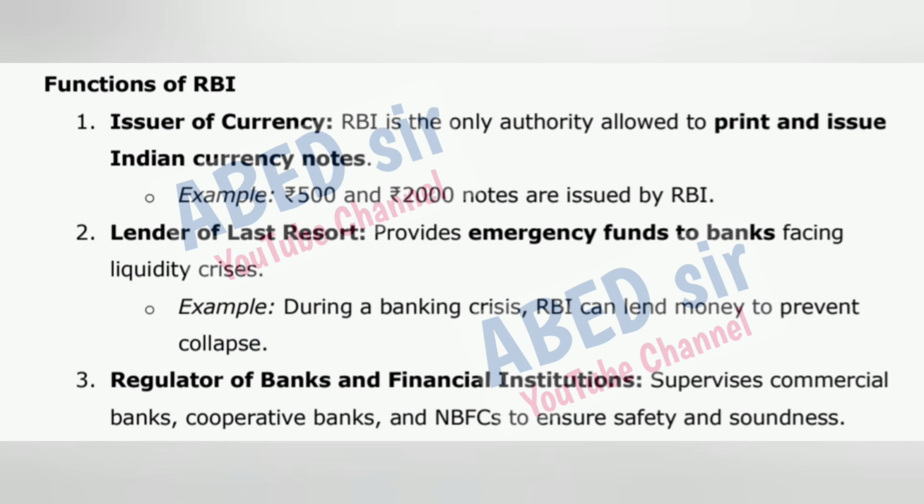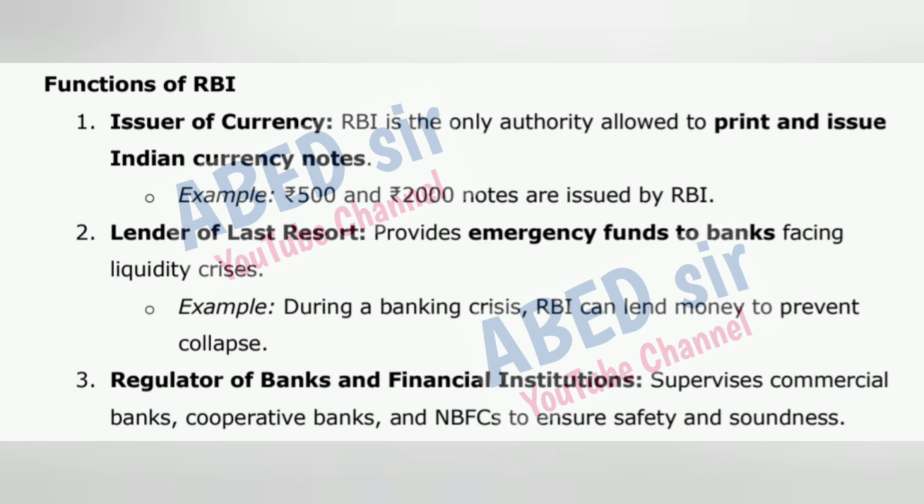Functions of RBI: 1. Issuer of currency. RBI is the only authority allowed to print and issue Indian currency notes. For example, 500 rupee and 2000 rupee notes are issued by RBI. 2. Lender of last resort, provides emergency funds to banks facing liquidity crisis. For example, during a banking crisis, RBI can lend money to prevent collapse.